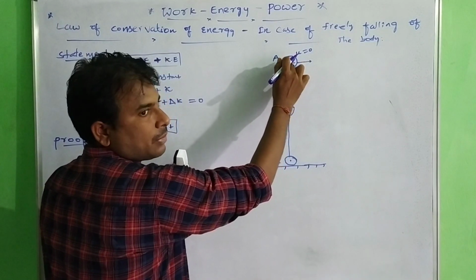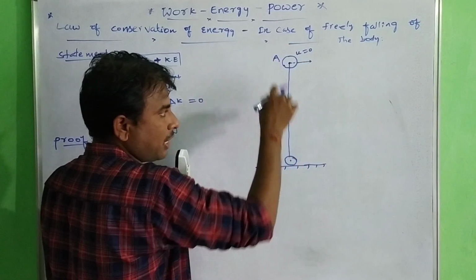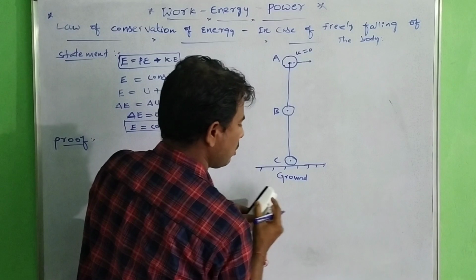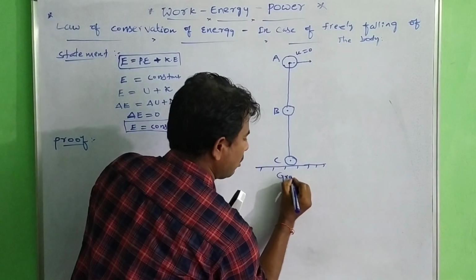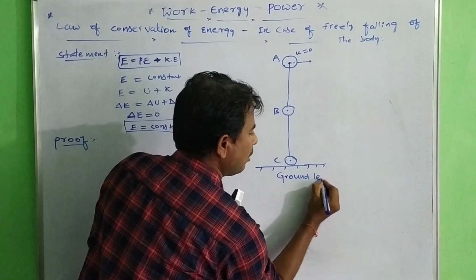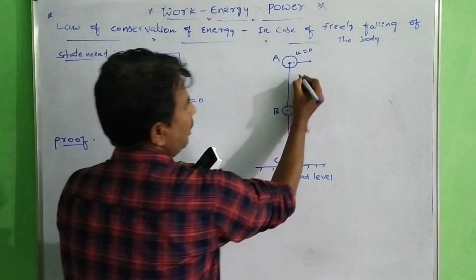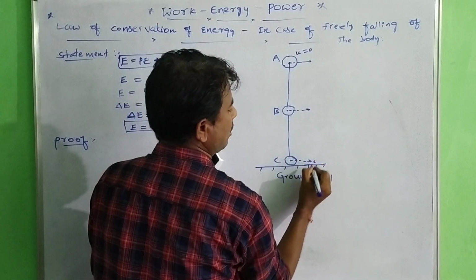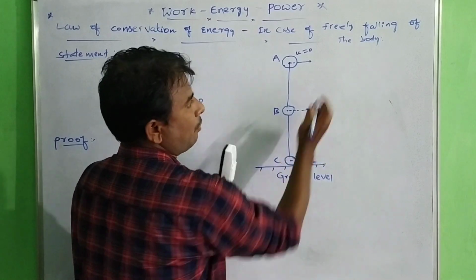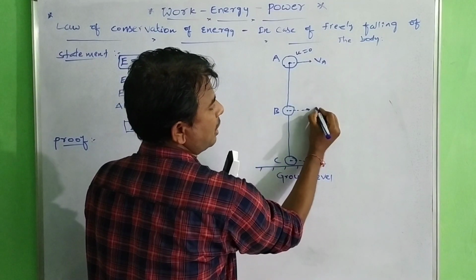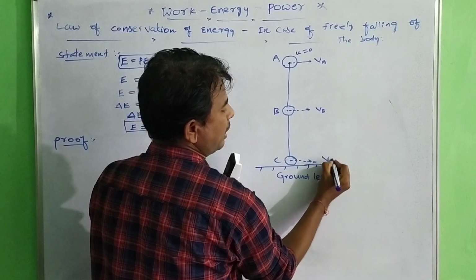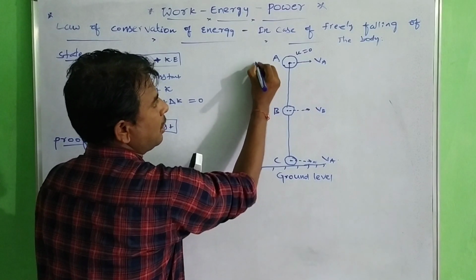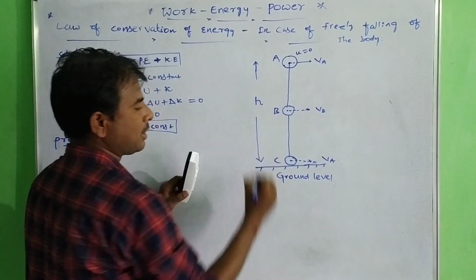Consider a body of mass m. It is freely falling to the ground through a certain height from the ground level. This is ground level. This is point A, this is point B, this is point C. We have the velocity at point A, velocity at point B, and velocity at point C. Now the distance between A and C is height h.